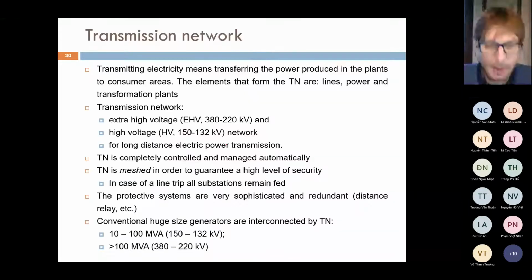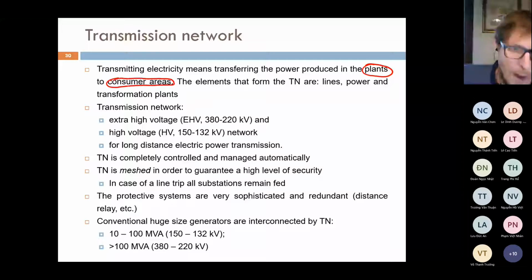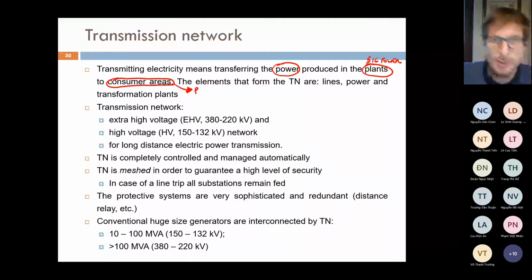So basically, what about the transmission network? The transmission network is the part of the power system that is in charge of transferring the power from the power plants, okay, to the customer areas, okay. Here I'm saying customer areas and not final customers, because as you know, the transmission network cannot go too near to the final users, okay? So basically it has to transfer power from big power plants to the customer areas, so basically here to primary substations, okay?